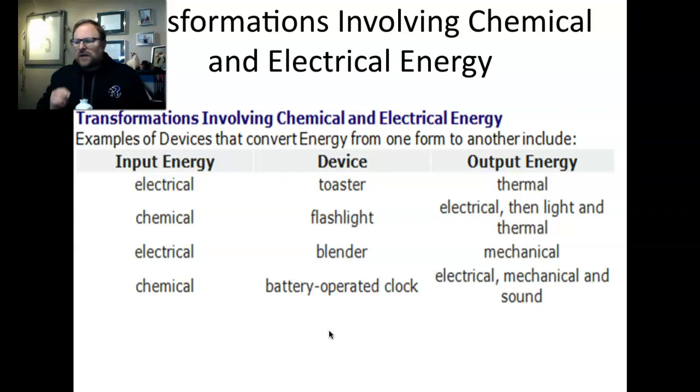So all of the devices, or many of the devices that we have around our houses, you can pick one up and you can determine what is its input energy and what is its output energy. How do we get from usually electricity in the form of chemical or electrical sources into some sort of output energy?